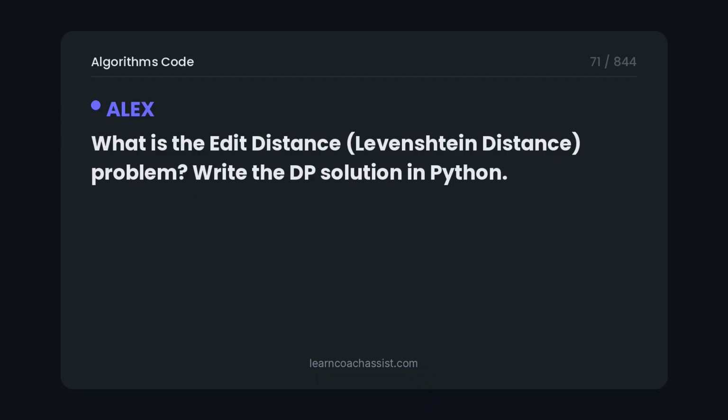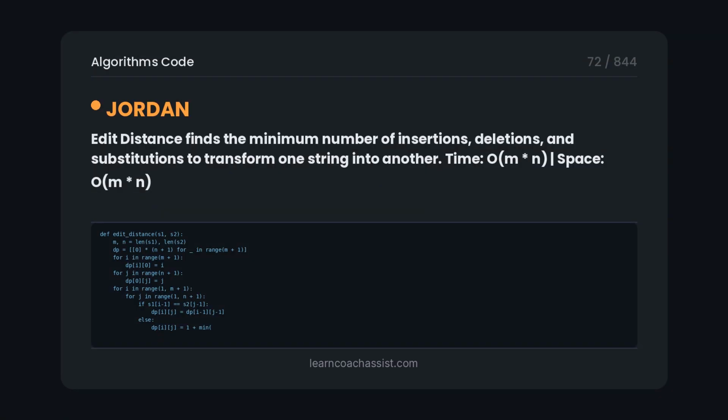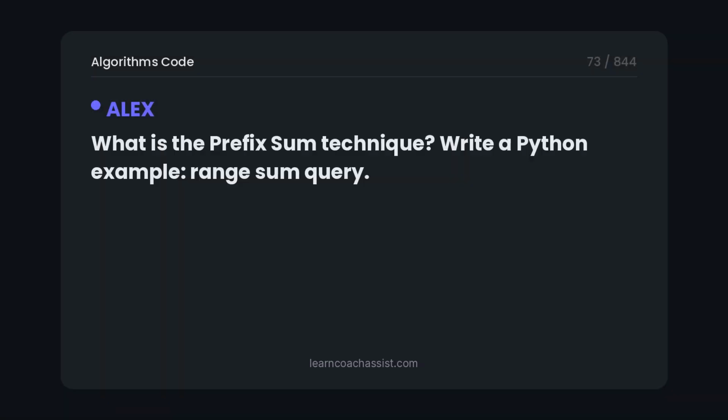What is the edit distance, Levenshtein distance, problem? Write the DP solution in Python. Edit distance finds the minimum number of insertions, deletions, and substitutions to transform one string into another. Time O(m*n), space O(m*n).